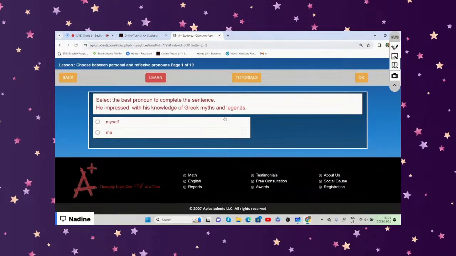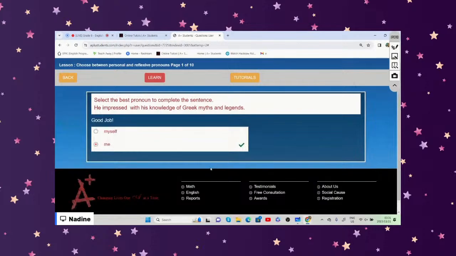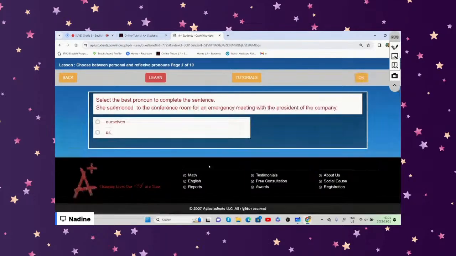All right, so if we choose the correct one, we can say he impressed me, because he and myself do not go hand in hand unless it was I myself, right? But in this case, we can say he impressed me with his knowledge of Greek myths and legends, which means that me also refers to someone else that he is trying to impress. And this is a personal pronoun. So well done, me is correct.